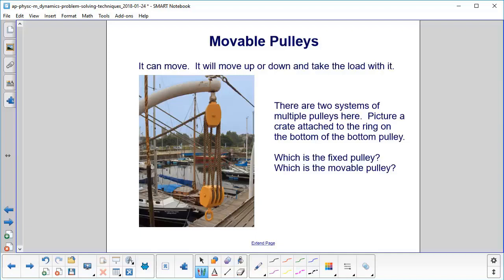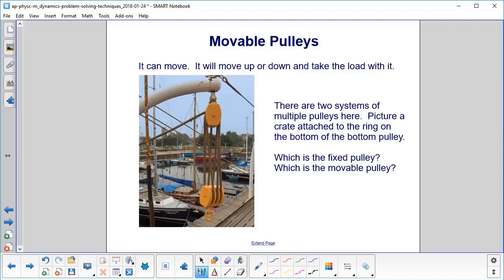The reason I say multiple is, let's look at the bottom here. You have rope coming down for the guy on the left, one coming down in the middle, one coming down on the right. So there's actually three pulleys there. So let's get rid of that. Which is the fixed pulley and which is the movable pulley?